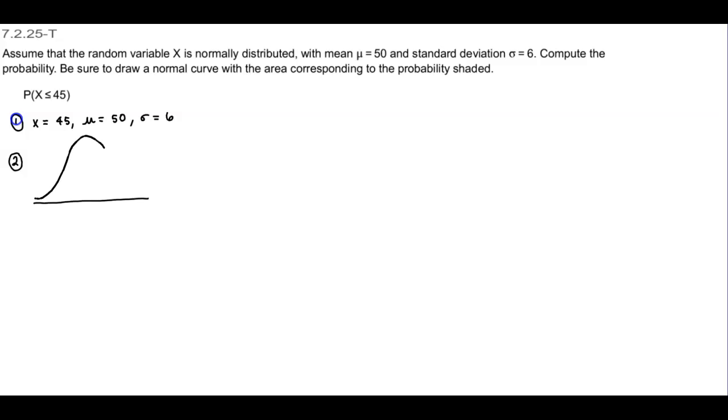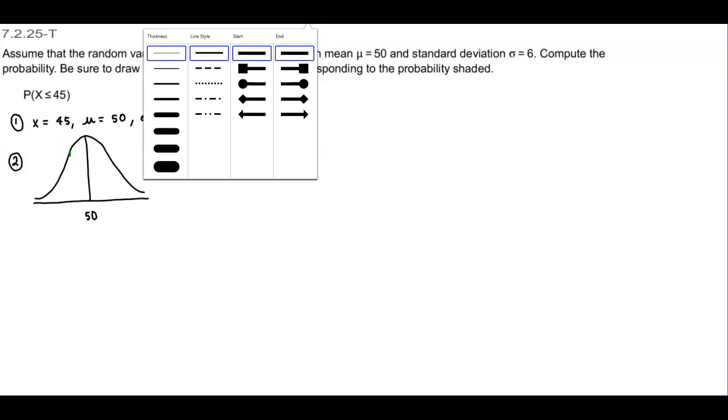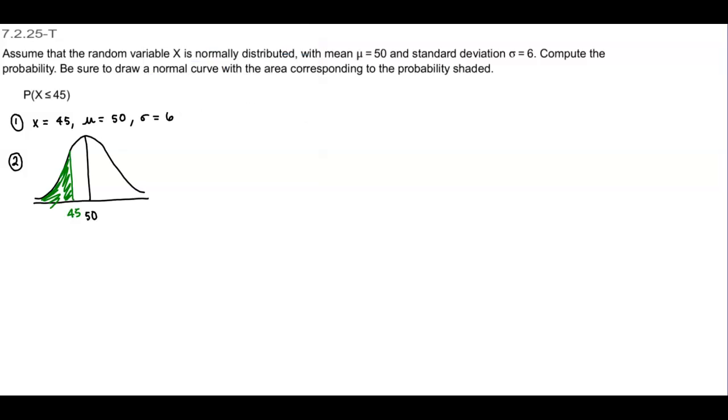So we know that the mean here is 50. And we also know that the value of 45 is located here, and we want to find the area that's to the left of that value. So they're asking us to draw the normal curve, not the standard normal curve. The standard normal curve is converting this to a z-score. I'm going to come back to this.